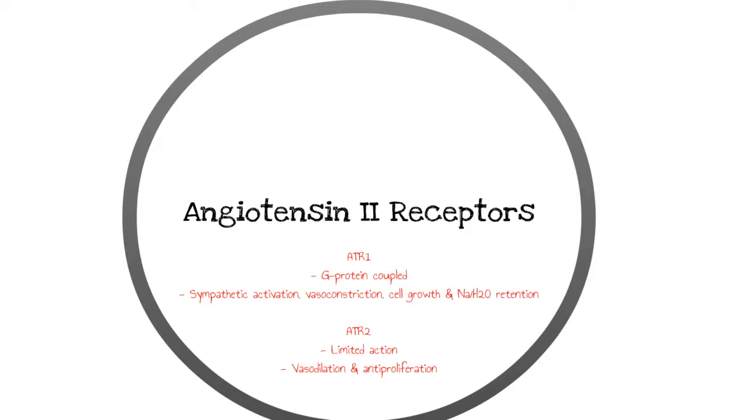Angiotensin I is G protein coupled, and that activates the sympathetic system, causes vasoconstriction and cell growth, and retention of sodium and water. Whereas angiotensin II has a limited action of vasodilation and anti-proliferation. So angiotensin I furthers the RAAS system and the effects it has upon the kidneys and the cardiovascular system, and angiotensin II limits the RAAS system. So it's like negative feedback.